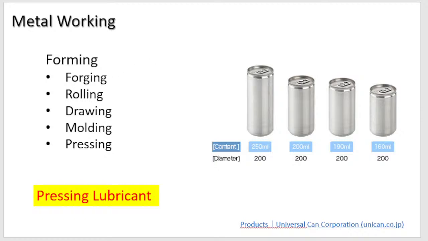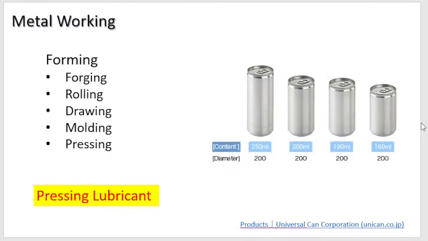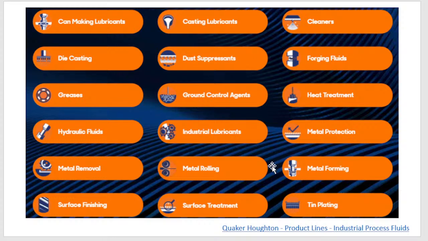Okay, so that's just a very quick introduction of different places where you can measure viscosity in metalworking. If you go to the website and go to the product lines on the industrial side, you're going to see a full list of different products that they have. Of course, these products include pH meters, refractometers, viscometers. For example, here the can making lubricant is specifically for making cans, which is this one. And then we have the metal, where is it?